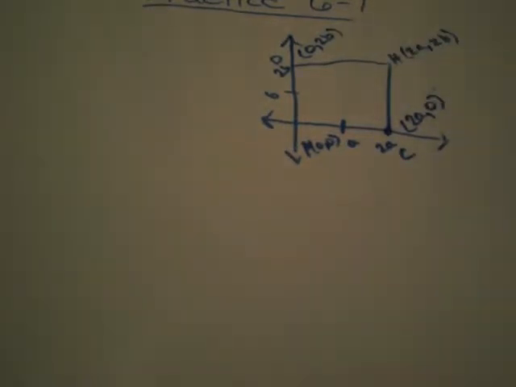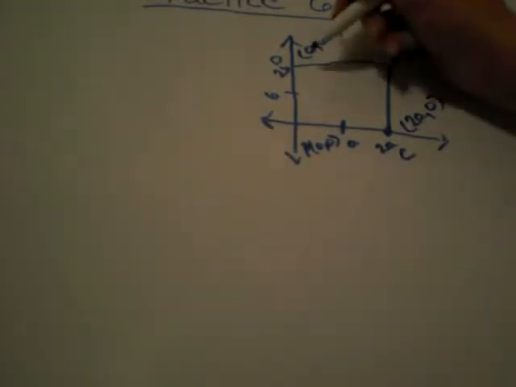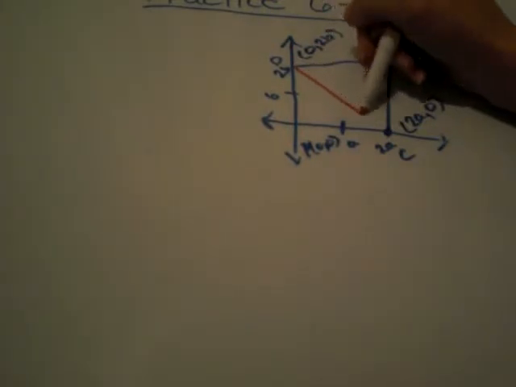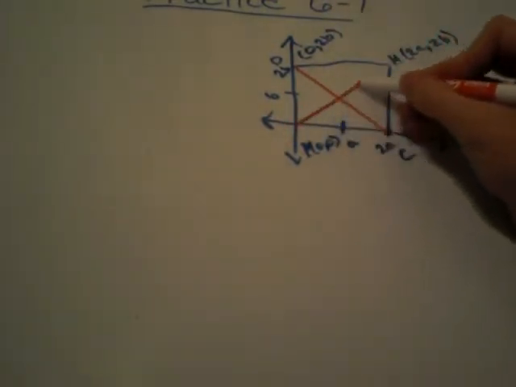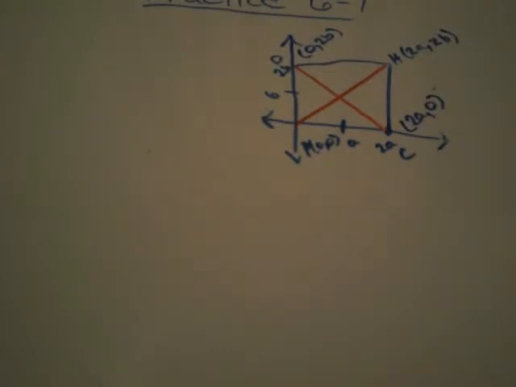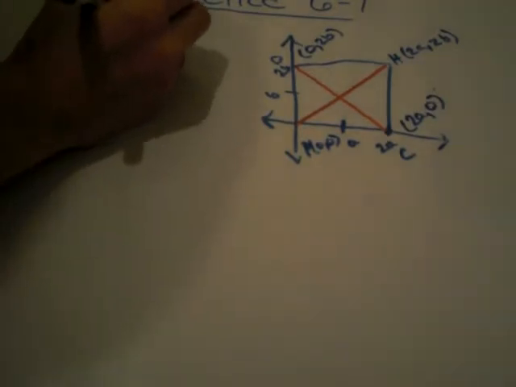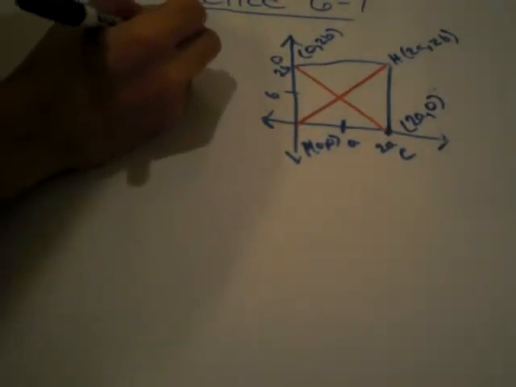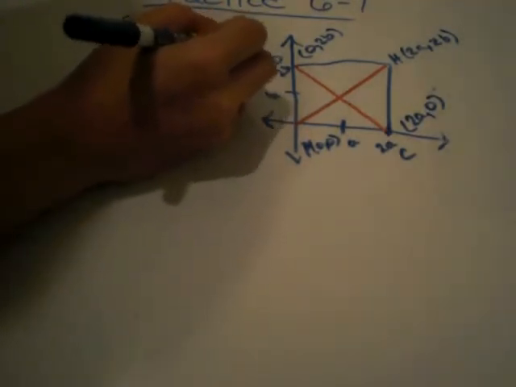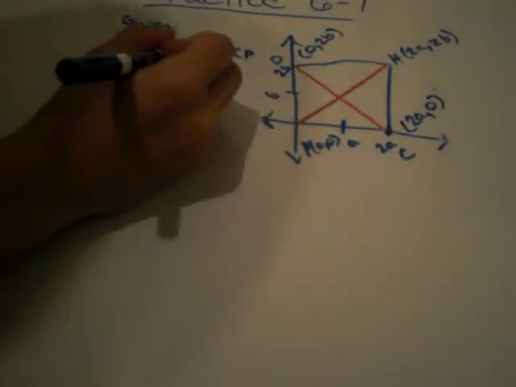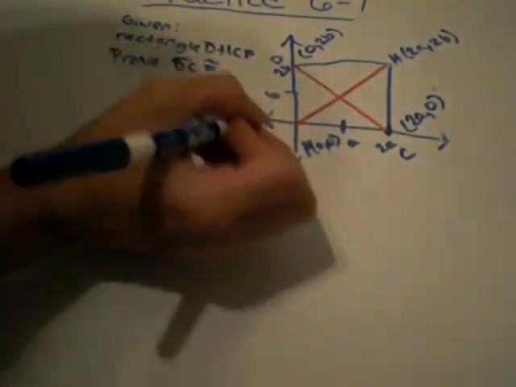Okay, so now we have all of our points, and we want to show the diagonals are congruent. So the diagonals, I'm going to go ahead and draw in red on here. The first one would come across here, from D to C, and the other one from P to H. And when we do these, again, we will have our information written out for us, just like other proofs that we've done. So it'll say given, rectangle DHCP, prove, DC is congruent to PH.